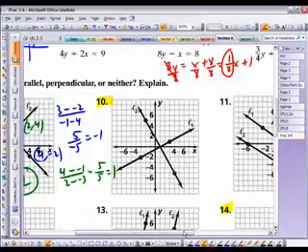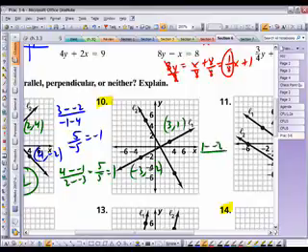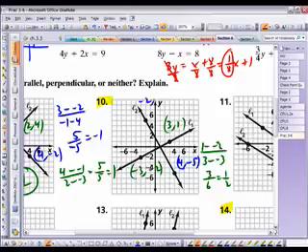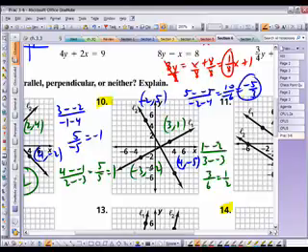Now for number 10, let's look at L1. For L1, we have the point 3, 1, and we have the point -3, -2. So 1 minus -2 divided by 3 minus -3 is 3 over 6, which is a half. And now looking at L2, we have 4, -5, and -2, 5. So 5 minus -5 over -2 minus 4 is 10 over -6, or -5/3. Now -5/3 and 1/2 are not negative reciprocals. They're not the same number, so this would be neither.